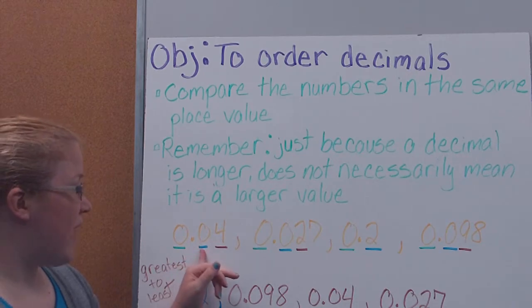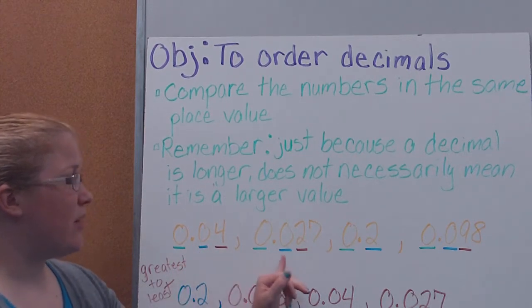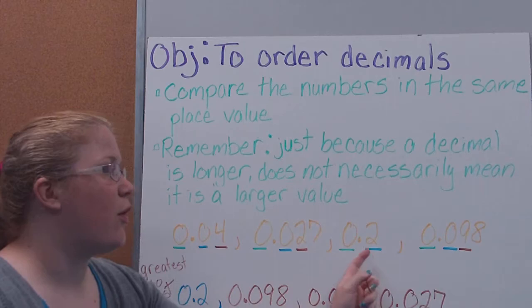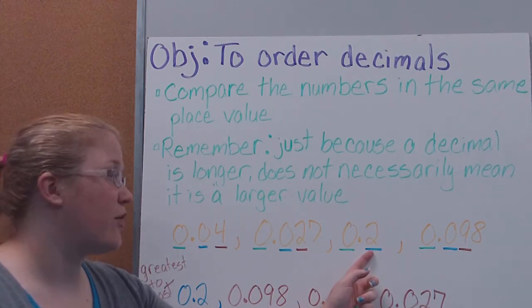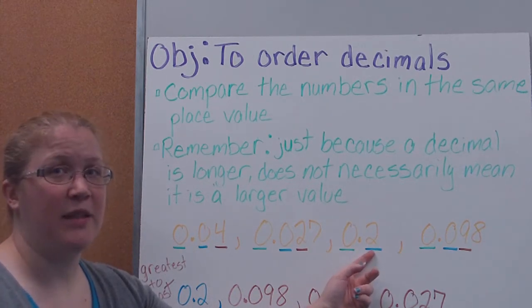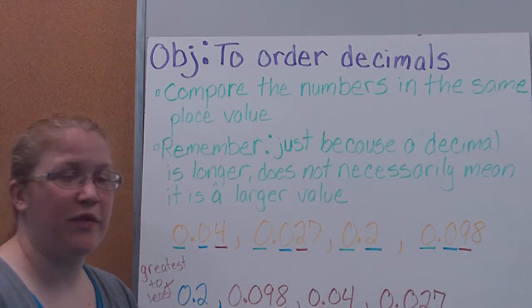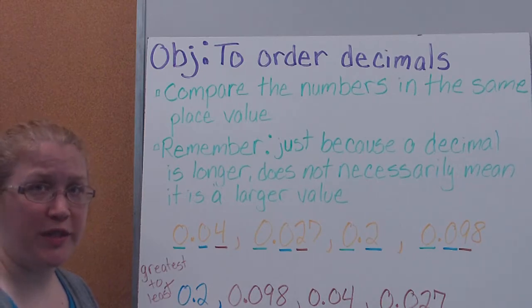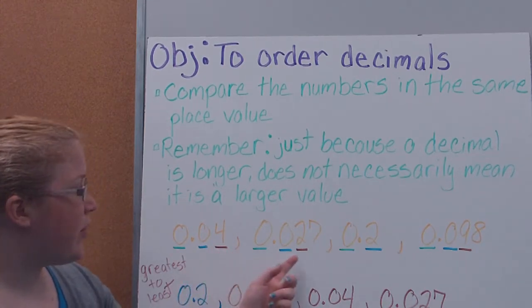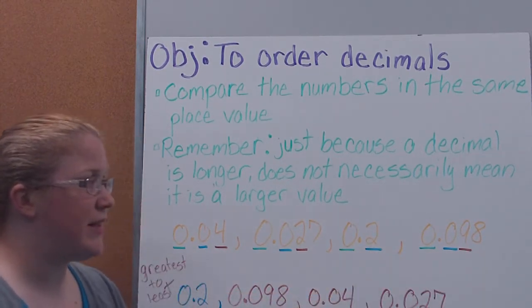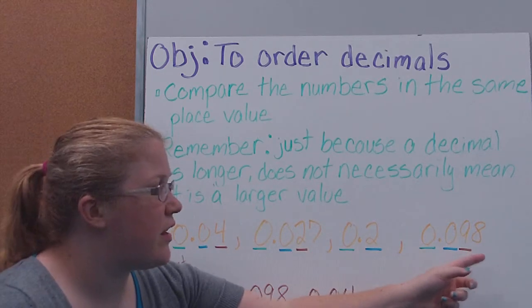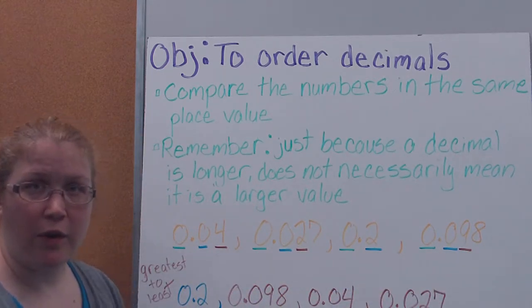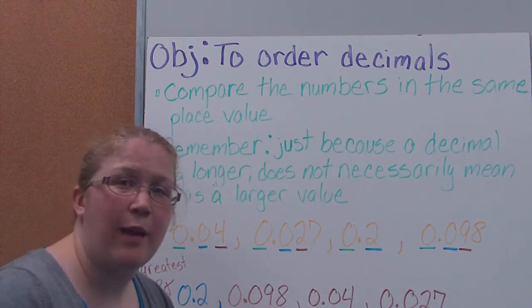So my biggest value in my tenths, you'll notice I have a 0, a 0, a 2, and a 0. Well, 2 is bigger than all of my zeros, so that makes this the biggest number, even though it has the least number of decimal places up here. So 2 tenths is my largest decimal. Then I underlined all of our hundredths places. And you'll notice I didn't underline the thousandths because we didn't need to go that far. Basically, we're working our way down. We stopped once we figured it out.